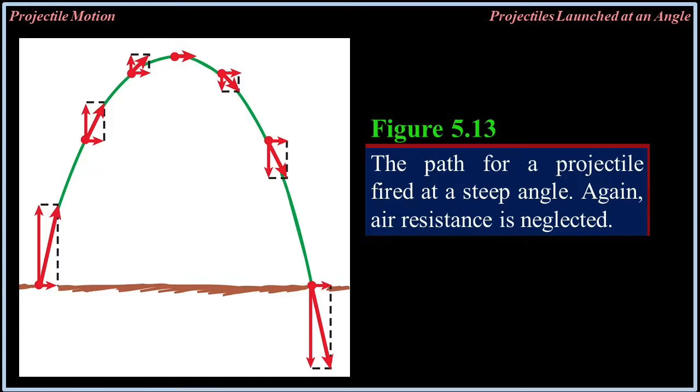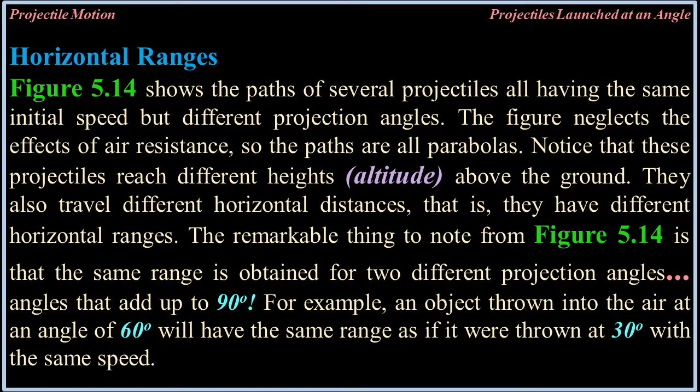Okay, let's look at horizontal ranges. Figure 5.14 shows the path of several projectiles, all having the same initial speed but different projection angles. The figure neglects the effects of air resistance, so the paths are all parabolic. Notice that these projectiles reach different heights, altitude above the ground. They also travel different horizontal distances, that is, they have different horizontal ranges.